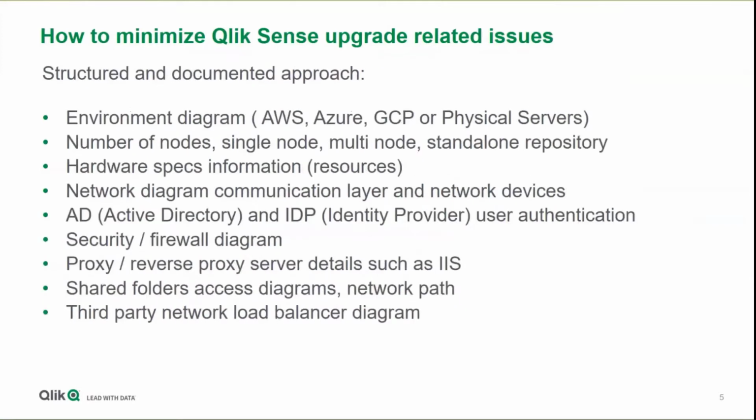Now, environment diagrams, of course, fundamentally they are the same, but it's good to mention there if it's Amazon Web Services, Azure, Google Cloud, or physical servers. So it's good to have that. It's good to also mention the number of nodes, the repository in Qlik Sense, whether it's by default, whether it's standalone, some information about hardware. In this diagram also, you can add another page of network diagram, all the communication layer and network devices.